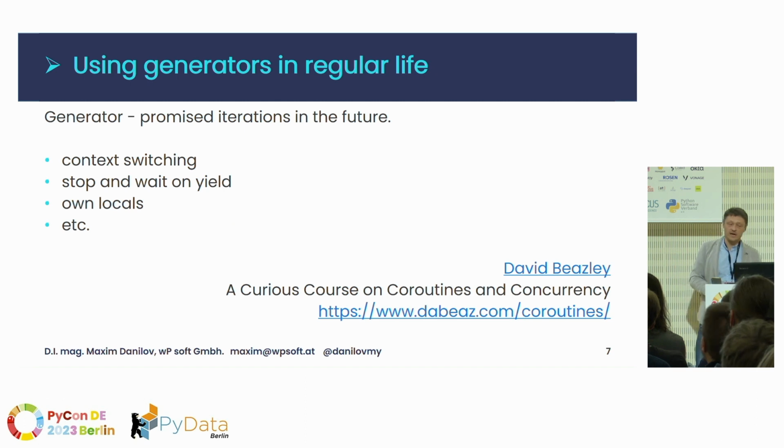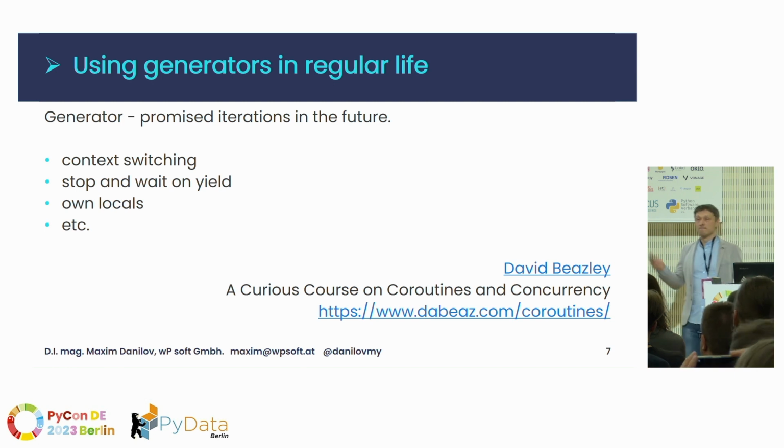Using generators in our regular life, a generator is a promise of iterations in the future, not more. Of course, we have context switching, we can stop and wait on yield, we have our own locals, etc. But in regular life, without async await syntax, what is important is that a generator promises iteration for you in the future, and doesn't do it at declaration time.